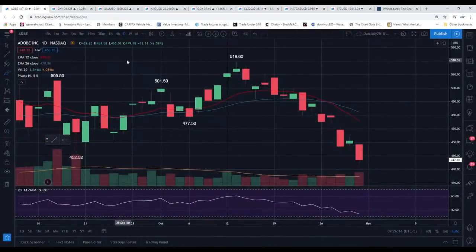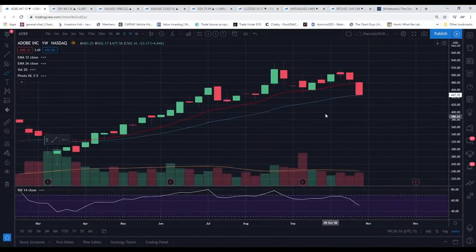ADBE, weekly support is already broken, confirmed weekly downtrend.